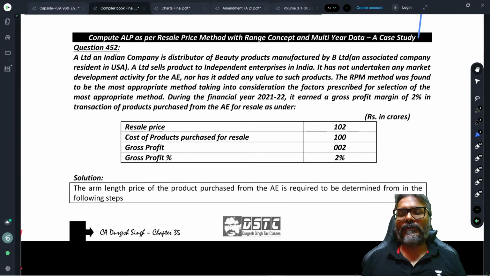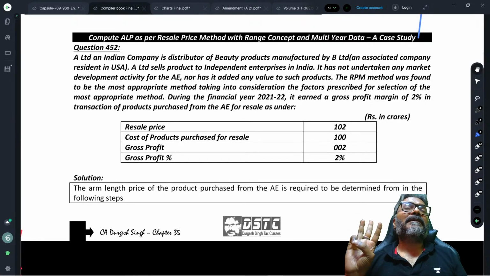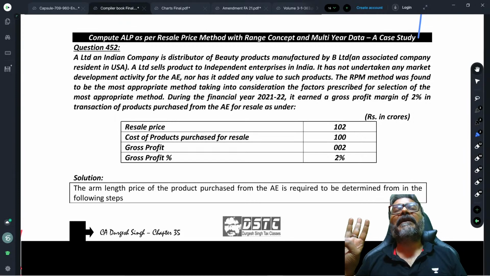Now please pay attention. Students, there are three methods that you have to be very careful about. One is the cost plus method, another is the resale price method, and the third one is the transaction net margin method.